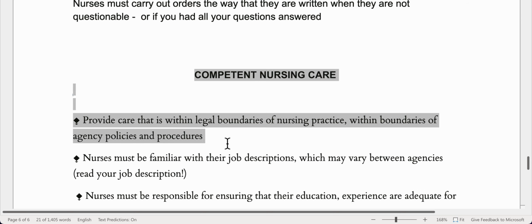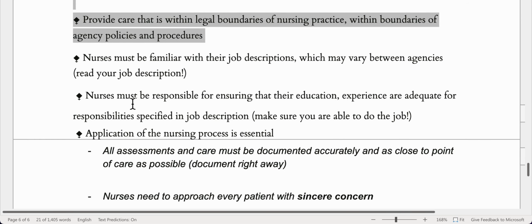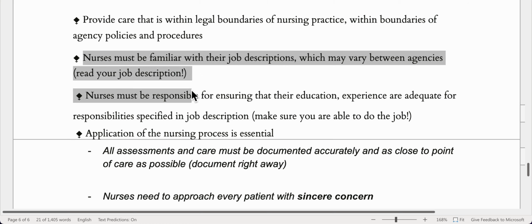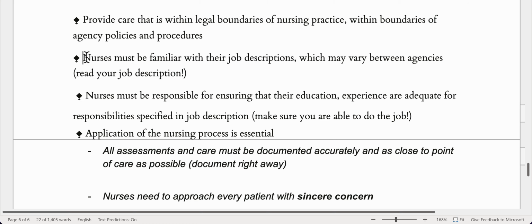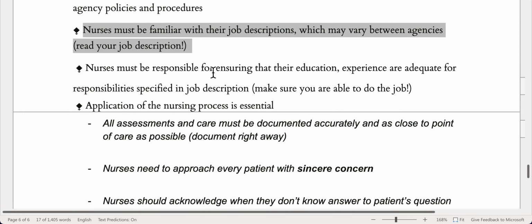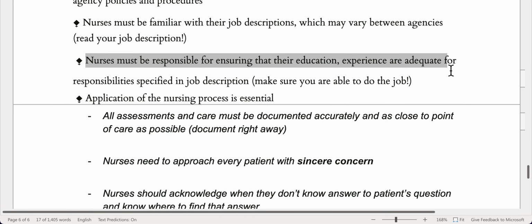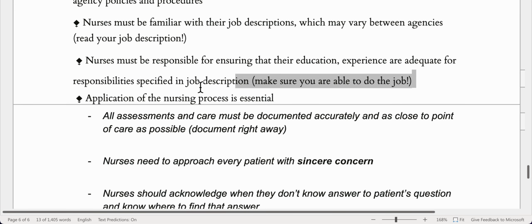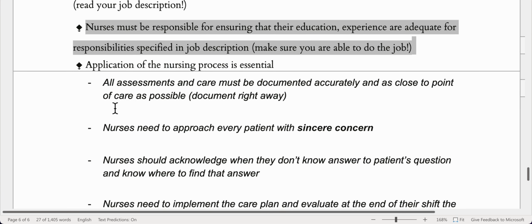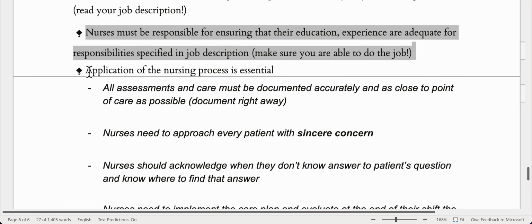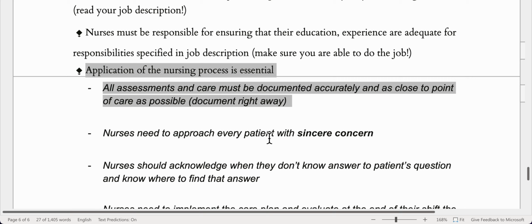Competent nursing care. Provide care that is within the legal boundaries of nursing practice and within the boundaries of agency policies and procedures. Nurses must be familiar with their job descriptions, which may vary between agencies. Read your job description. Nurses must be responsible for ensuring that their education and experience are adequate for the responsibilities specified in the job description. Make sure you are able to do the job.